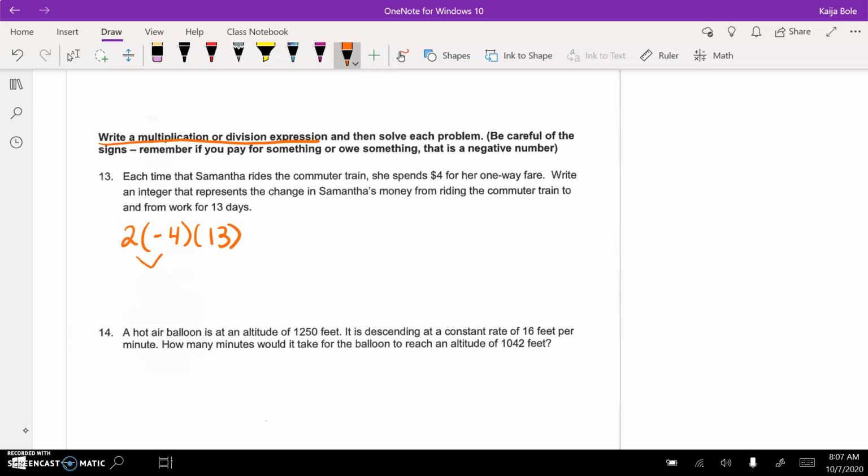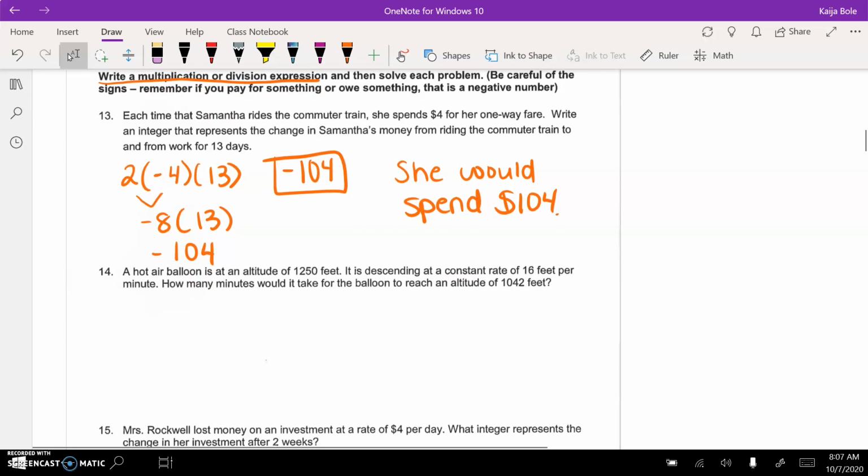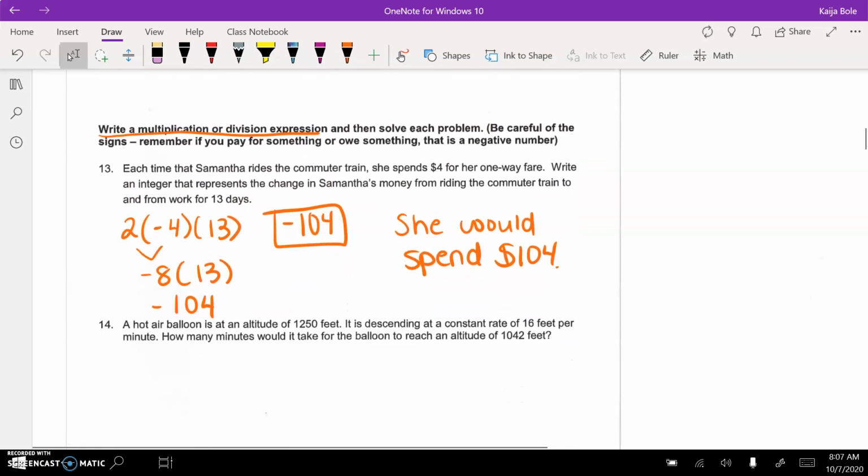So then we'd multiply 2 times -4, which is -8, times the 13. So we would get -104, and that's what they want. They wanted the integer -104. Okay, that represents the change. They didn't ask for anything else, but what that means is that she would spend $104. Okay, so hopefully that helps with 14 and 15, and then that's all you need to do for today.